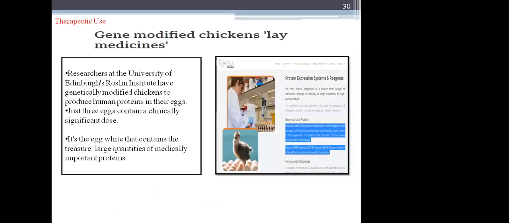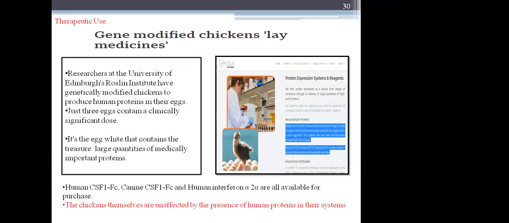Therapeutic use, this is another example application. The researchers at the University of Edinburgh, Roslin Institute, have genetically modified chickens which can produce human proteins in their eggs. These proteins include CSF and human interferon, and these proteins are very important in the repair system of the cell or the body.